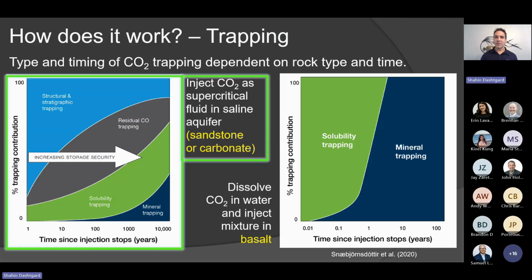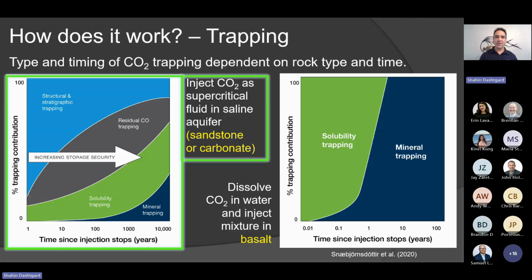Now, there's two different types of rocks, as I mentioned, that we're discussing, and depending on the rock we inject into, the CO2 is going to react differently. So we're going to go through both of these two elements here. On the left, you're seeing what would happen if we injected into sandstone or carbonates, and then on the right is what you would expect to see if you're injecting into basalt.